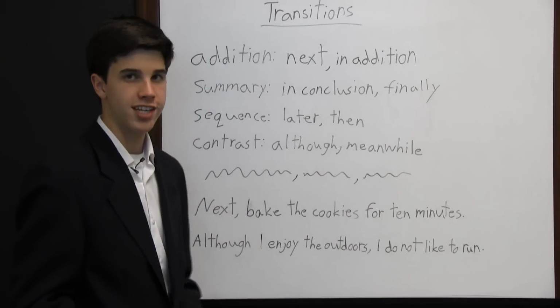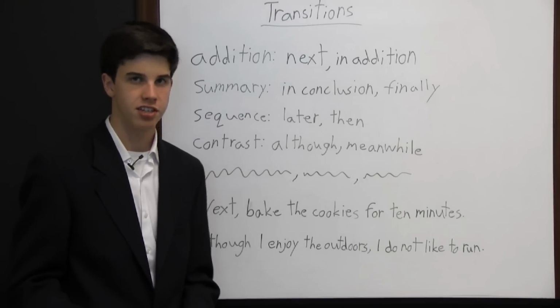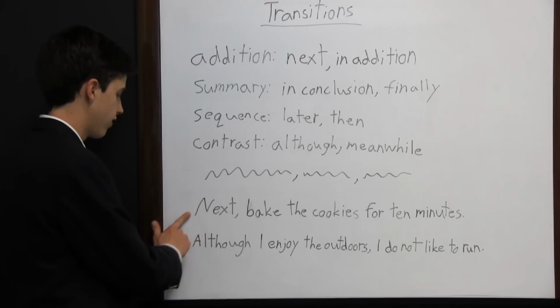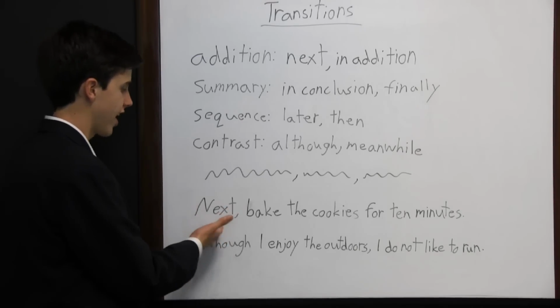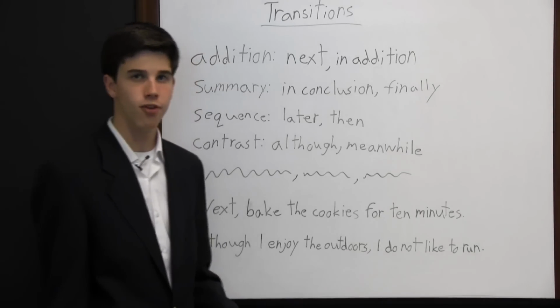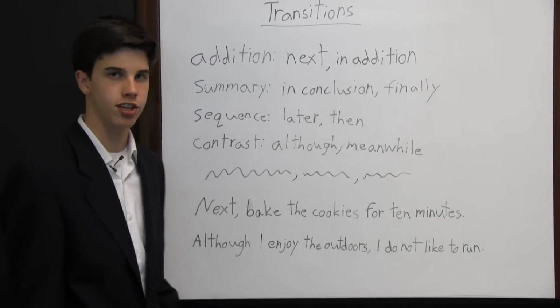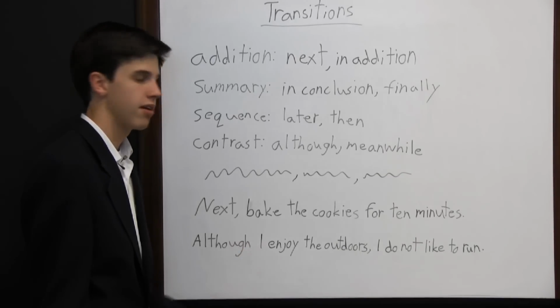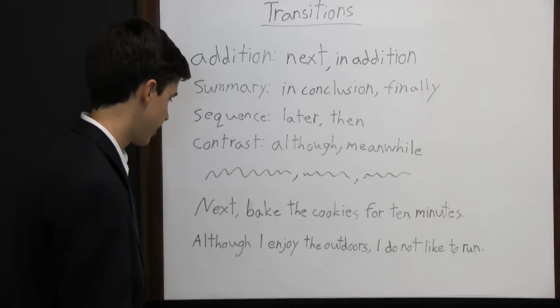But when a word or phrase comes at the beginning or the end of a sentence, you only need one comma because you wouldn't put a comma before next. That would look funny. So you just put a comma after it to show that next isn't there. So although next isn't essential to the sentence, it's helpful because it helps the reader understand the transition from one thought to another. In this case, the next step in directions on how to bake cookies.